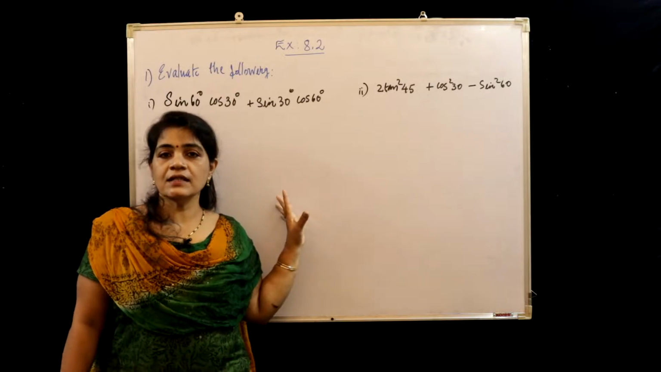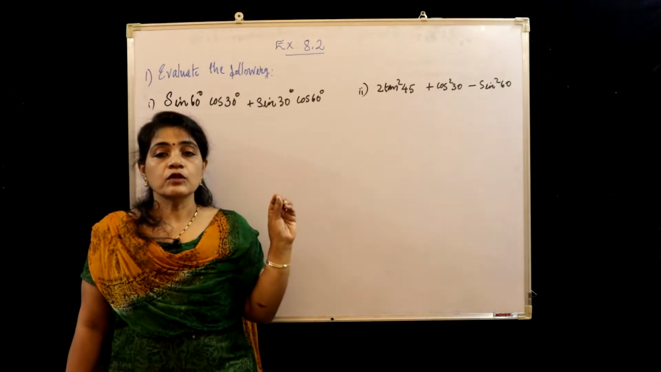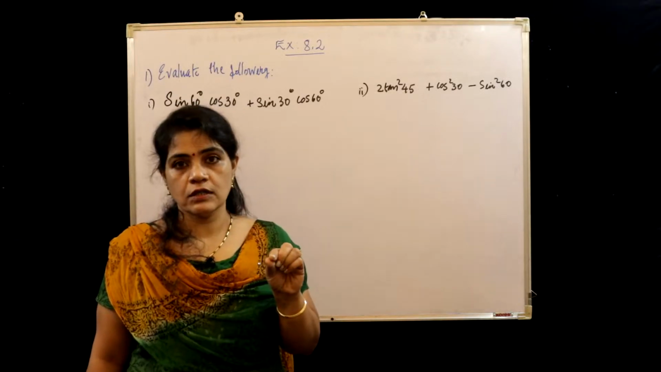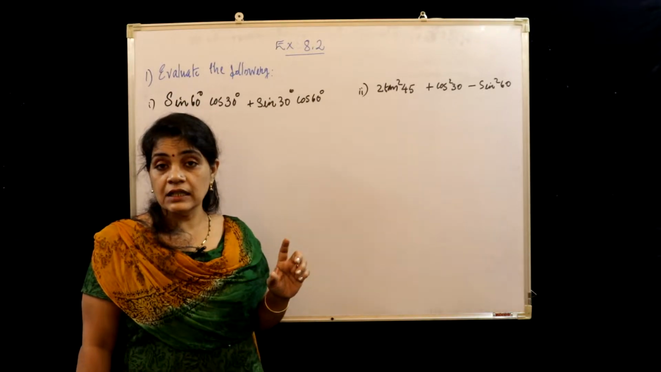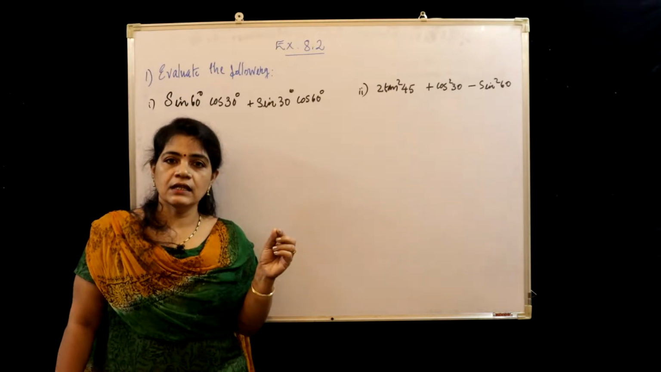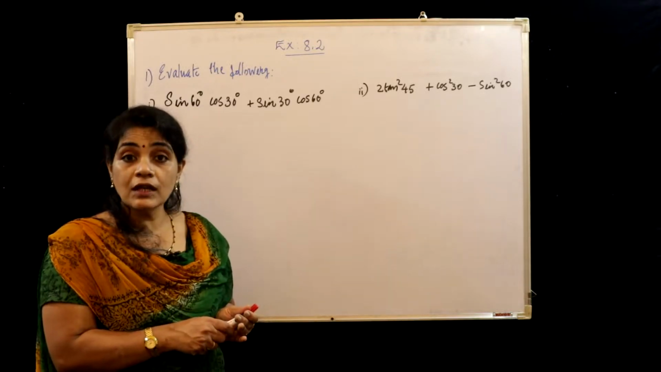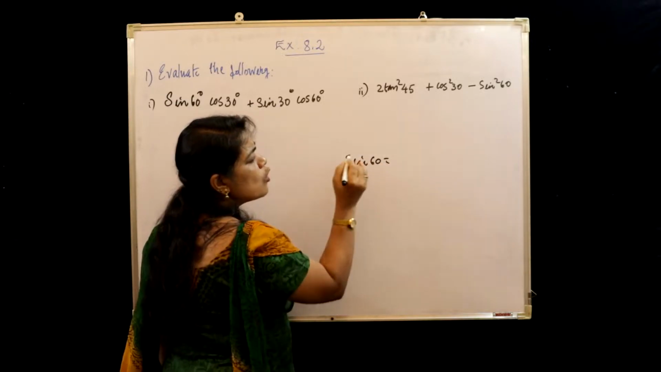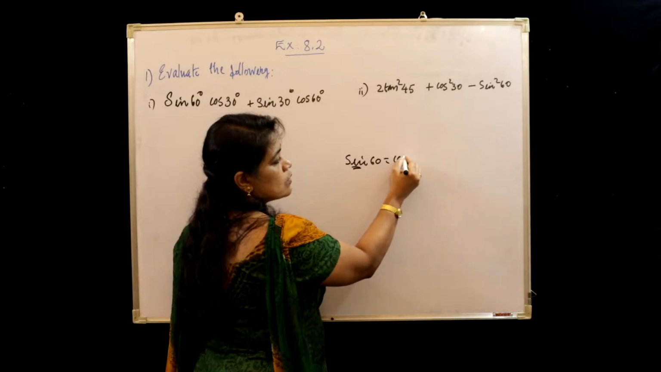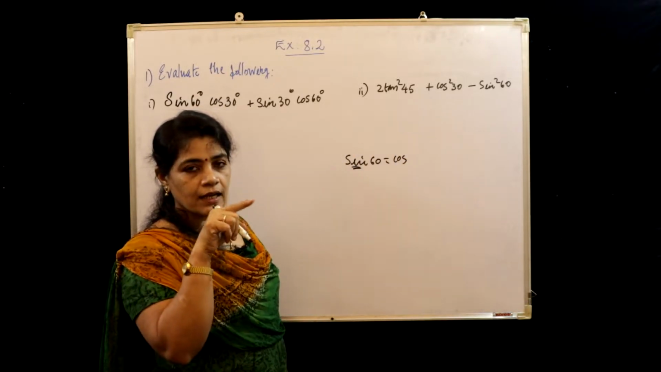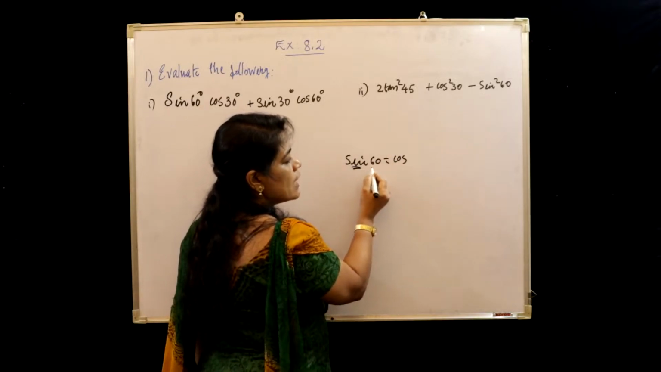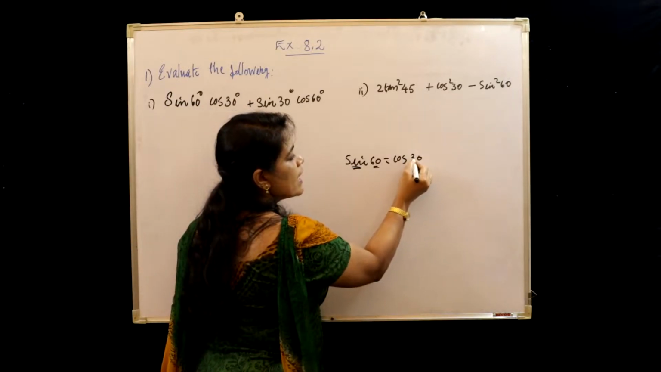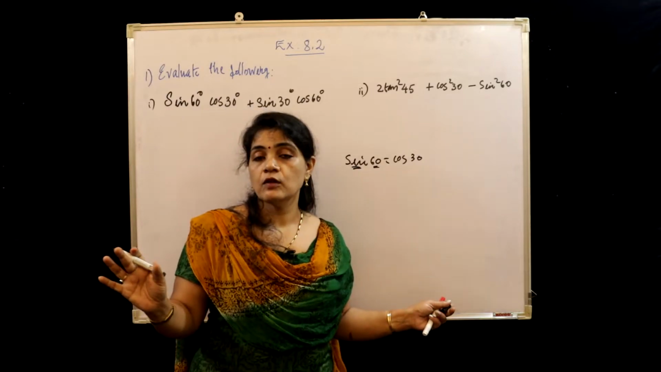See children, in order to get these values, I would say that the complementary relation will help you. We know that the complementary ratio of sine is cos. How can that be applied to get the value of sine 60? What is the complement of sine? That is cos. Cosine, cotangent, cosec, I explained that idea in the previous video. And what is the complement of 60? 90 minus 60 is 30. So sine 60 and cos 30, both the values will be the same.